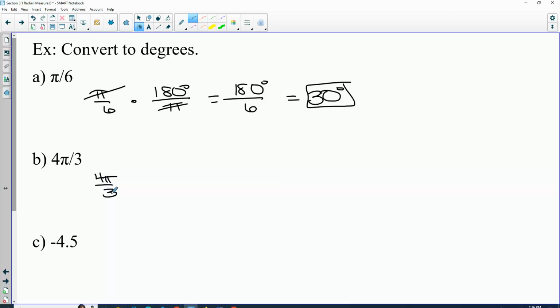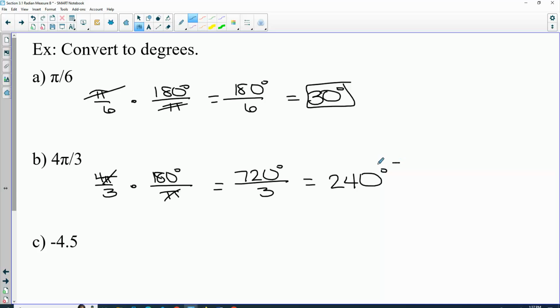We have 4 pi over 3. Take it times 180 over pi. So 4 times 180 divided by 3. I get 240 degrees. And make sure you are putting a degree symbol on those, because they are degrees. That's different than radians. And if I don't see that symbol, I'll assume it's radians.